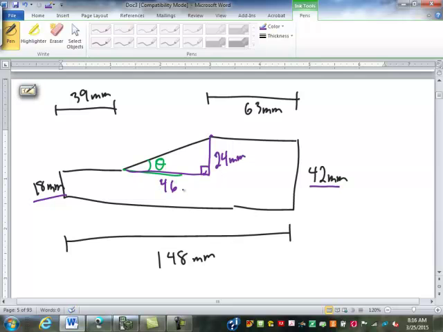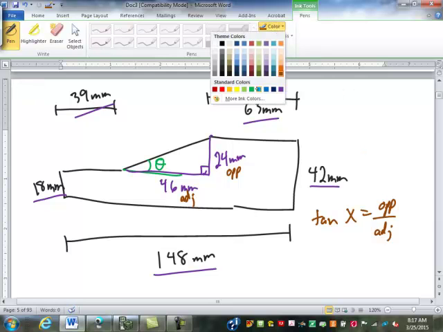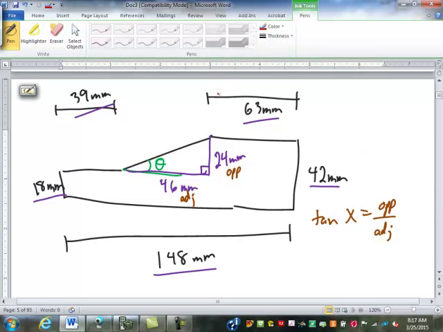This one down here has to be 46. Where'd you get that from? 148 minus 39 and the 63. Perfect. You have 46. So now finding that angle, the two sides, these are both legs. The 24 is which leg? Opposite, and 46 is adjacent, which means we're dealing with a tangent. So tangent of an angle equals opposite over adjacent. Do we know the angle? No. That's what we're looking for. Opposite side's 24, adjacent is 46.